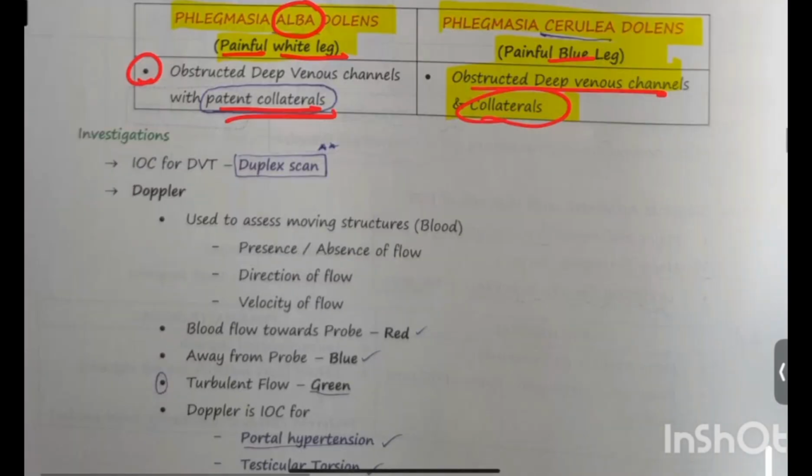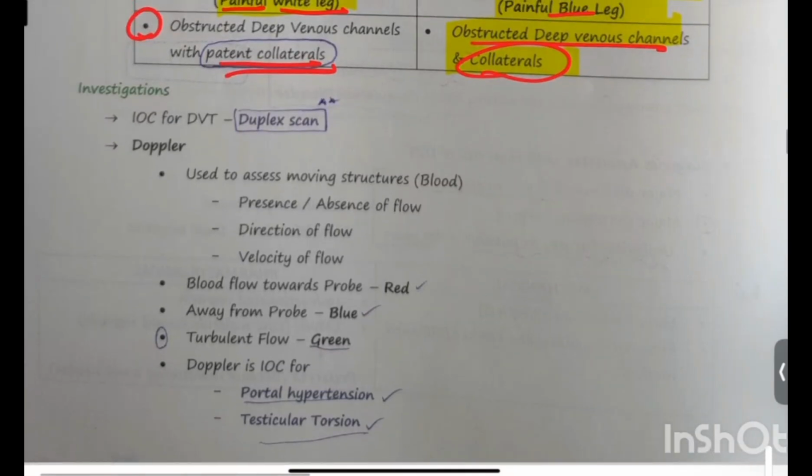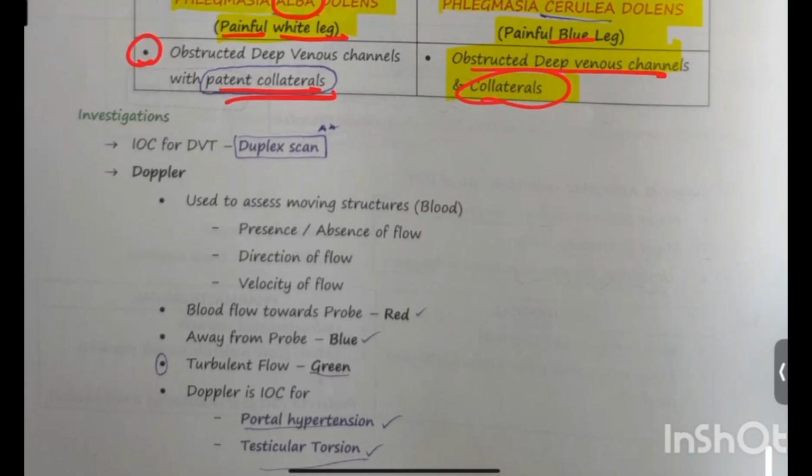Okay, so how will we come to know that it is DVT? How will we investigate this case? Investigation of choice is duplex scan, but we can do Doppler also. What is Doppler? It is used for assessing moving structures like blood. So what does this Doppler indicate? It can show if there is presence or absence of flow, and the direction of flow and velocity of flow.